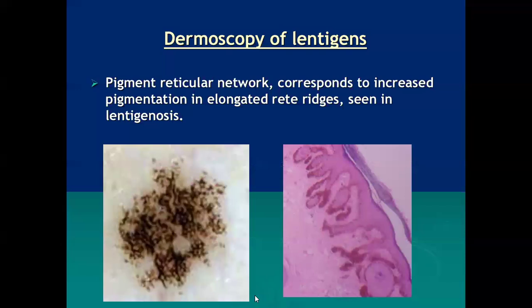So if you do a dermoscopy on a lentigo, you will find this pigmented reticular network that corresponds to the increased pigmentation along the elongated rete ridges as we see in the histopathology. So on dermoscopy, there is a pigmented reticulate network, and on histopathology, there is elongation of rete ridges with increased pigmentation.